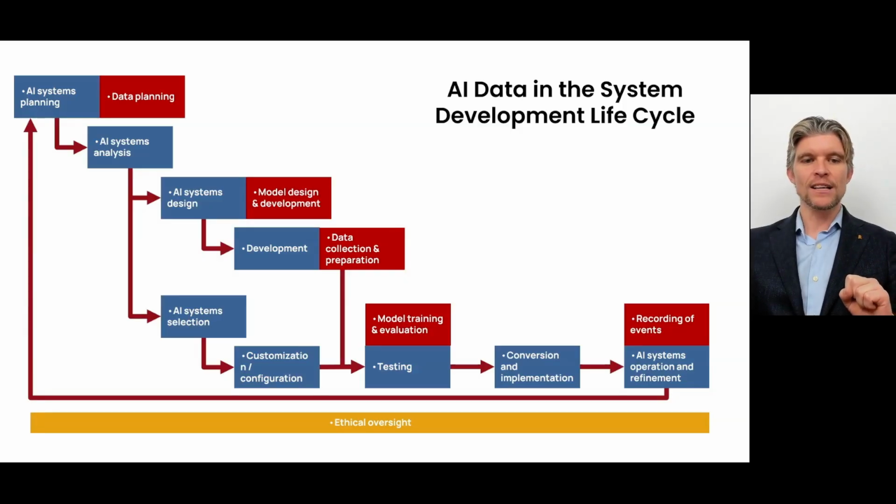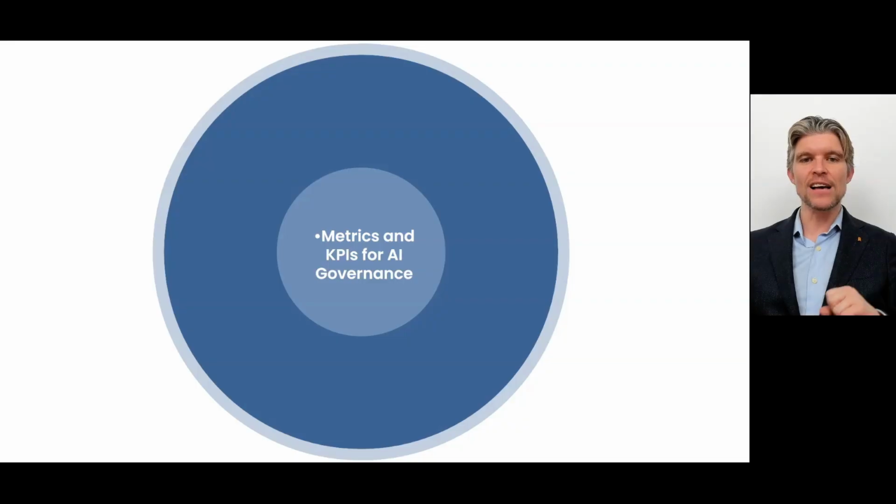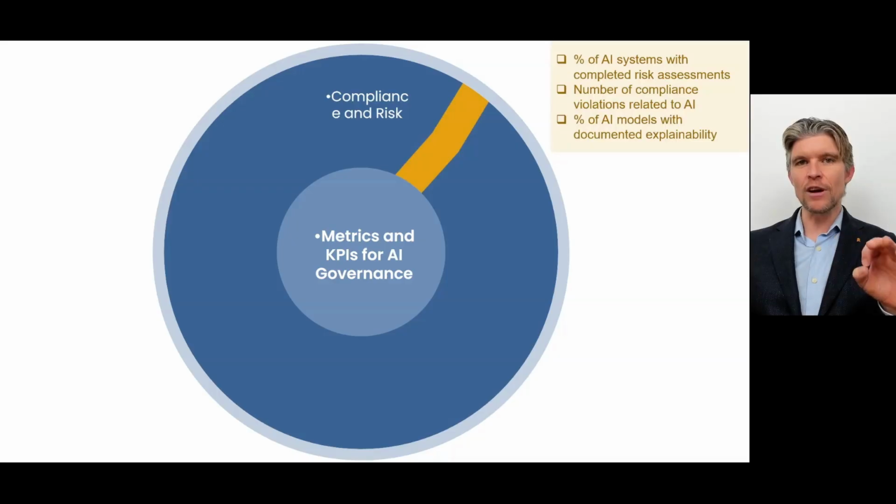Okay, so let's move on. We're going to be looking at metrics and KPIs for AI governance. And we have a few categories here. I'm not going to insist on every single one of these metrics, but rather I'd like to show you the categories. So we want to verify the performance on an ongoing basis of our system. So we have some metrics for this. We could be looking at compliance and risk metrics, such as percentage of AI systems with completed risk assessments. Just going to give one example.